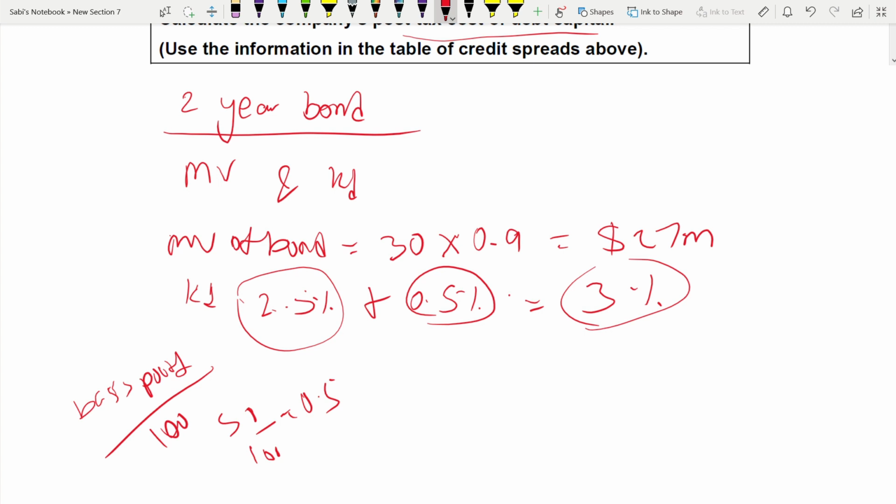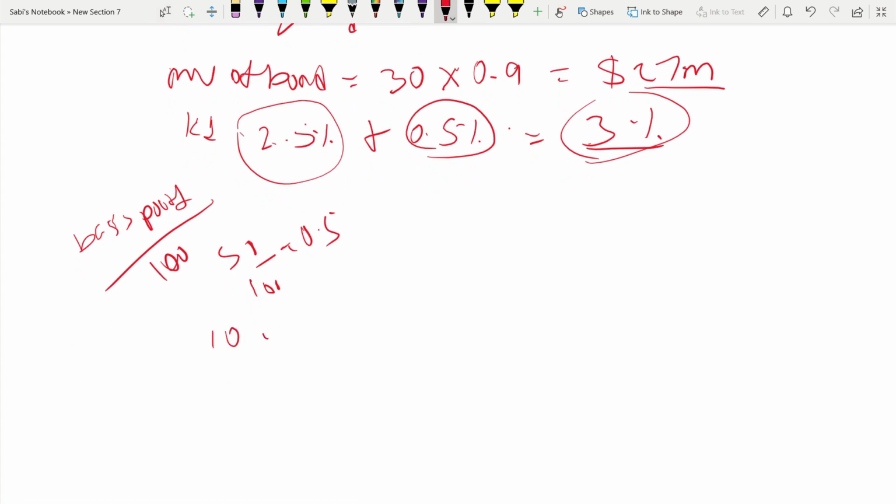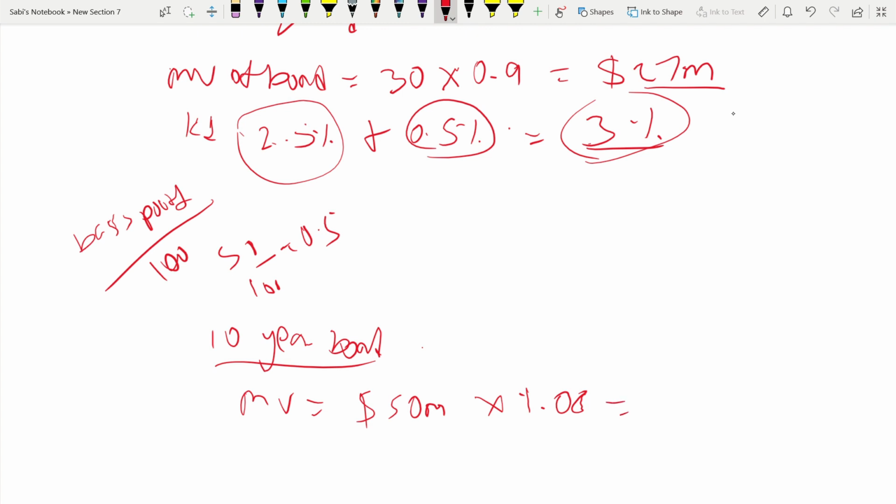Keep it aside, okay? This 27 million and 3%, keep it. Later you need it. Now you do the same for the 10-year bond. This should be easier now. Market value: it is 50 million trading at 108%. So 1.08, which will give you 54 million.